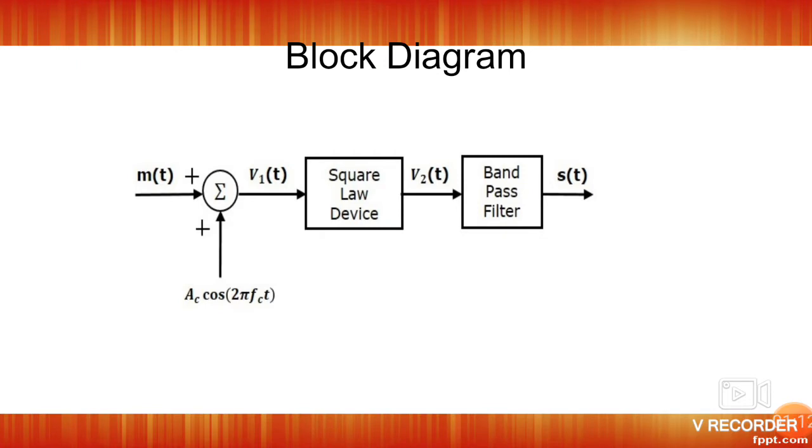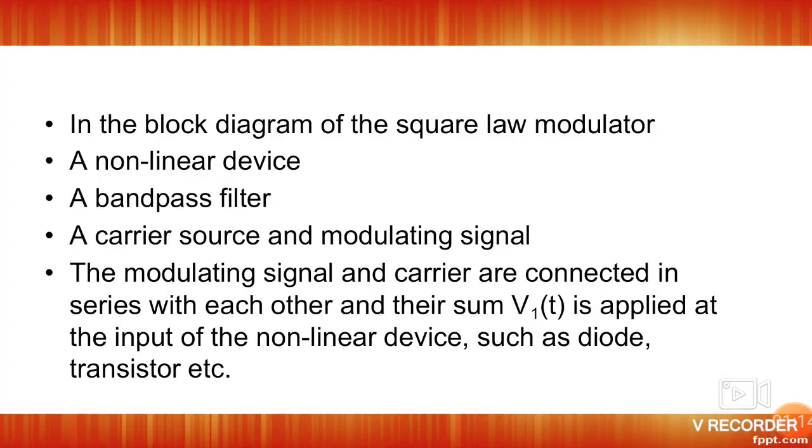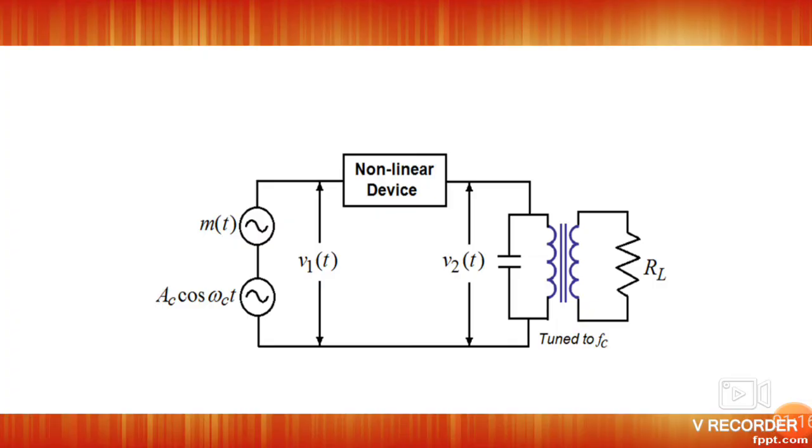The figure shows the basic circuit diagram of square law modulator. As we said, the message signal and carrier signal are both added by using the summer. So these two signals are taken as the input signals, followed by one block named the non-linear device. In the basic circuit of square law modulator, semiconductor diodes and transistors are the most common non-linear devices used for implementing square law modulator.